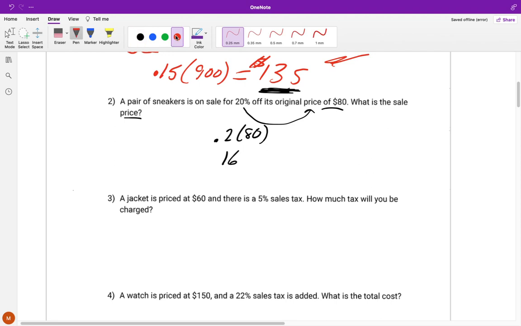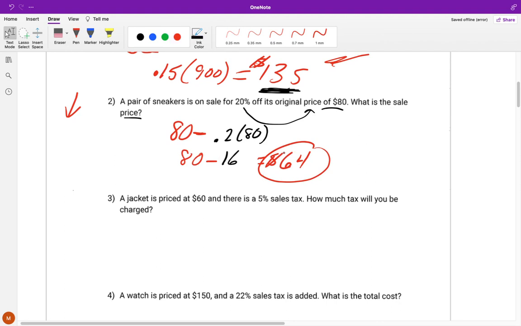All right, but now what we need to figure out is, is a sale increasing or decreasing? That's decreasing. So that means we are going to take the original amount and subtract whatever the sale is. So it becomes 80 minus 16, which is then going to be $64.